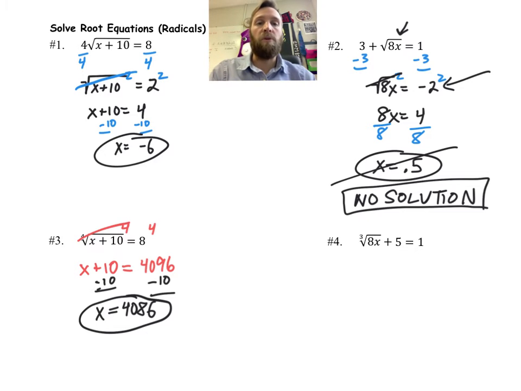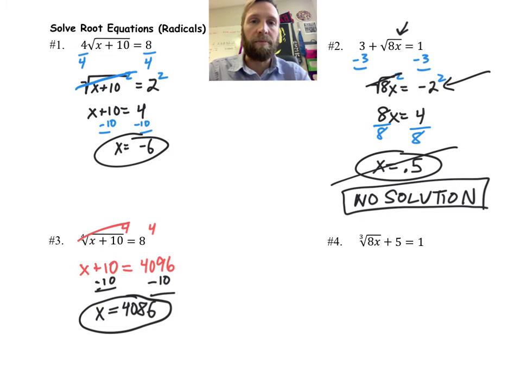But when we have a fourth root, that's the same as a square root. So whenever we have those even roots, that little even exponent, we've got to make sure that those are always equal to a positive number, and then it will be possible. If it's equal to a negative, that will be a no solution.